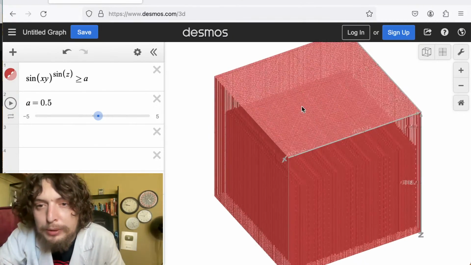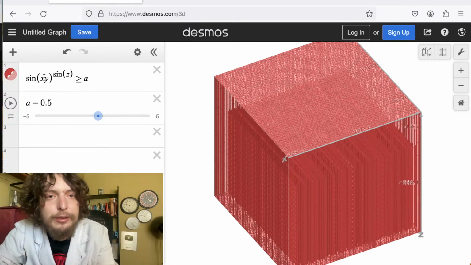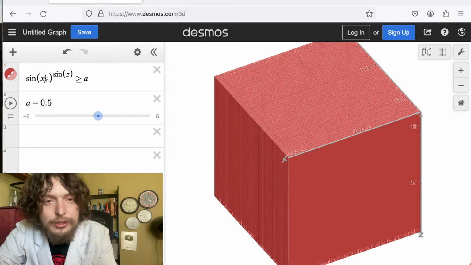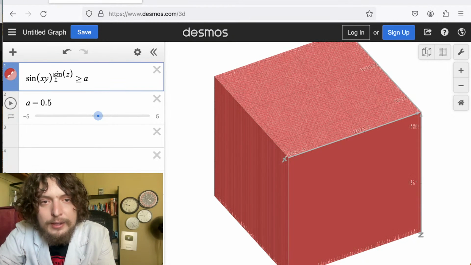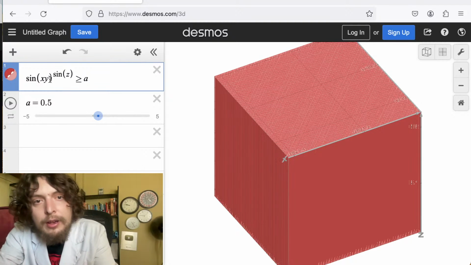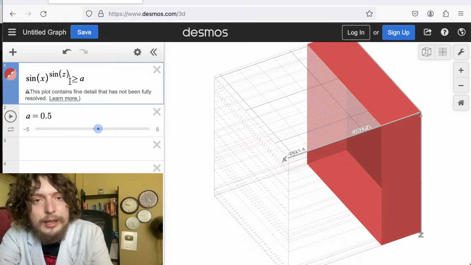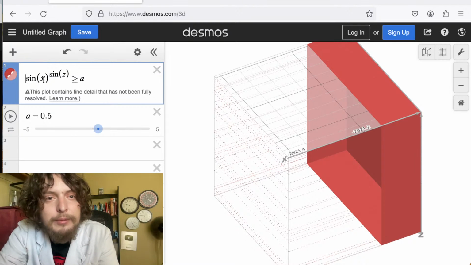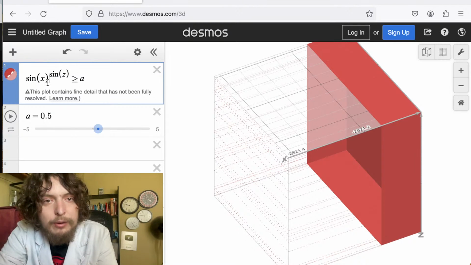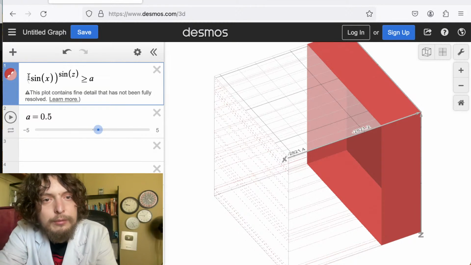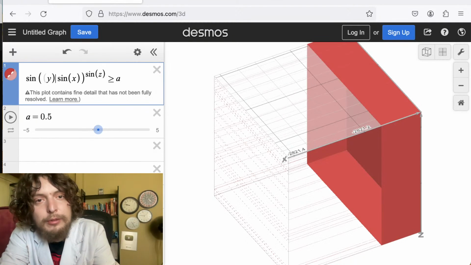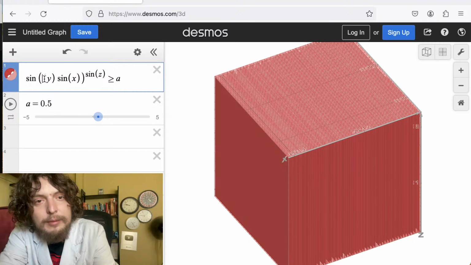This one's really blotted out, so we're going to have to try something else. What we're going to try is separating these. We're going to do sine of x to the sine of z, and then maybe we'll do sine of x times sine of y all to the power of sine of z. We'll put sine on each of them, but we'll try adding or multiplying them together.